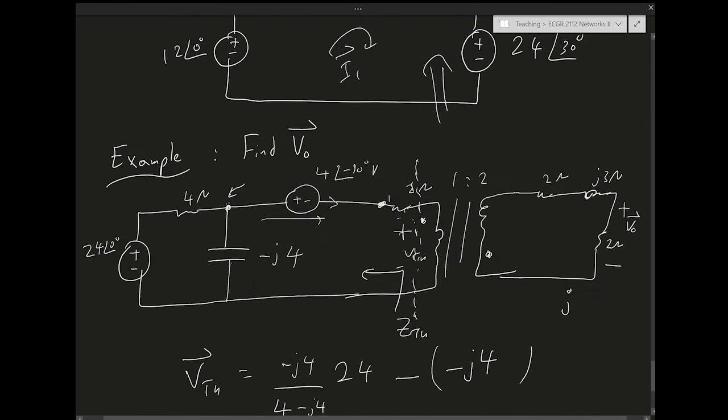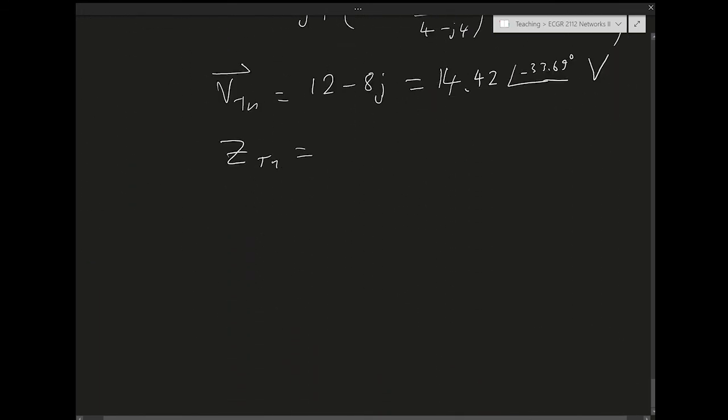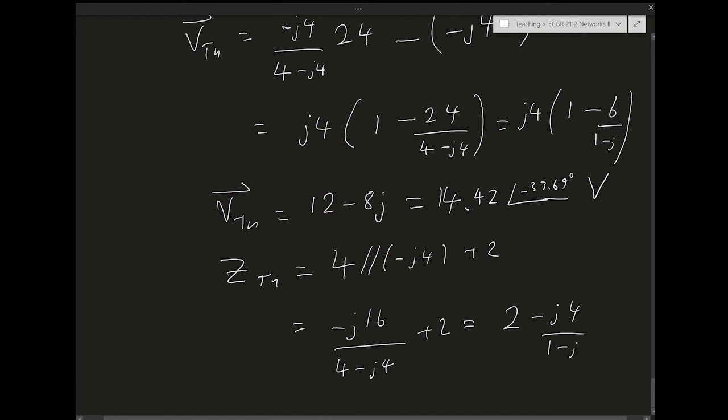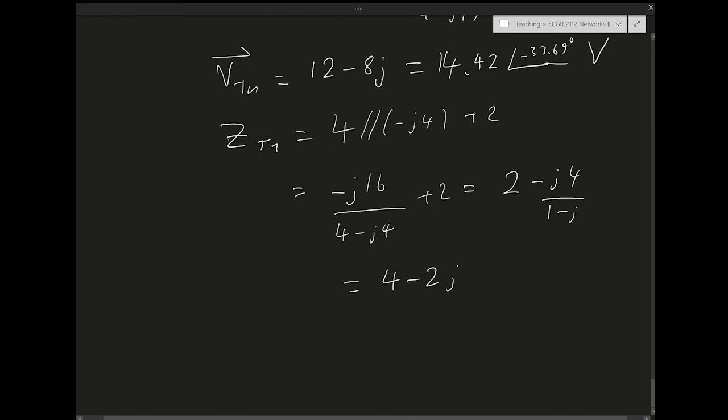For Z Thevenin, we're going to have those two in parallel after we kill the sources, and this in series. So the Thevenin equivalent resistance is going to be 4 parallel minus J4 plus 2, which is minus J4 times 4, 16, over 4 minus J4 plus 2, which is 2 minus J4 over 1 minus J. If we do the math, this turns out to be 4 minus 2J. Right? And we can now redraw the circuit.